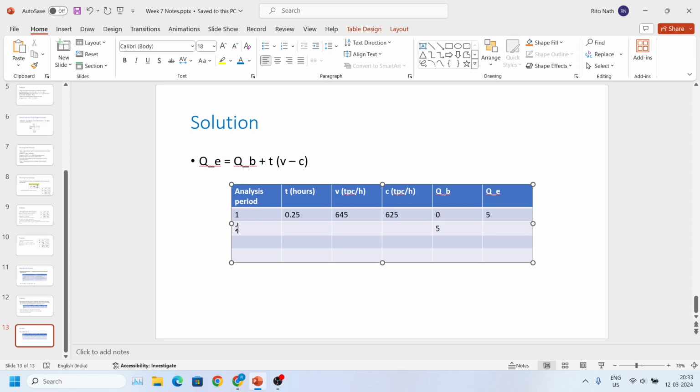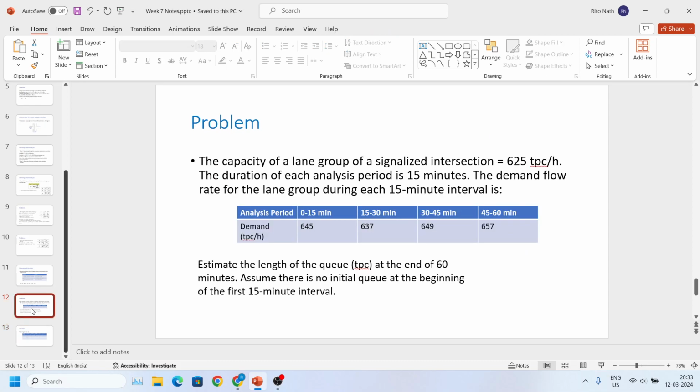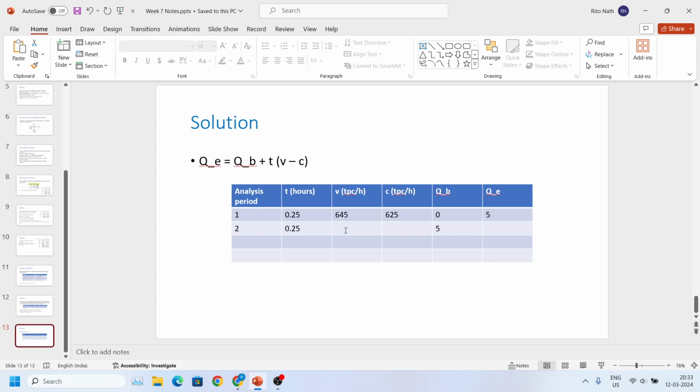Here for analysis period 2, you have 0.25. V is 637, this is again 625. QB is 5 now. So this difference is 12, times 0.25, that will be 3. So this 3 plus 5 is 8. 8 will come here again.